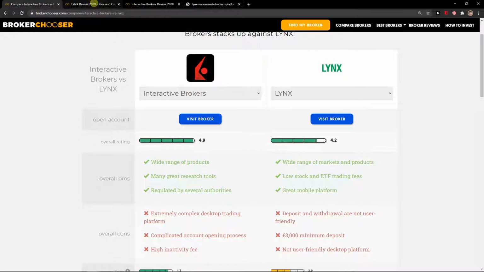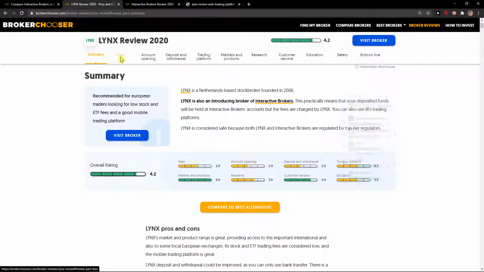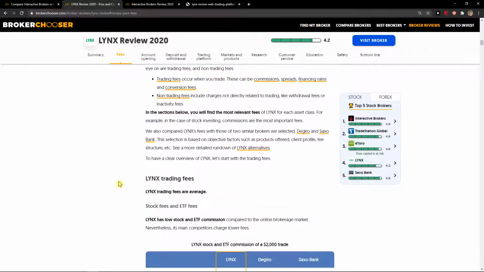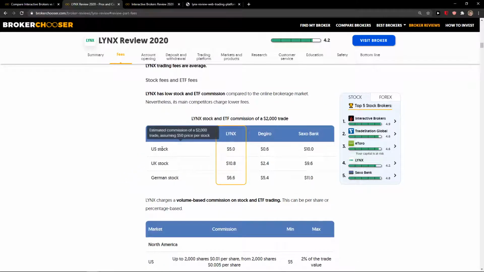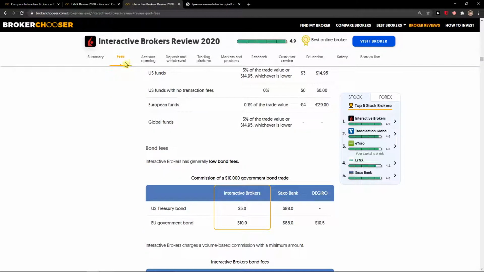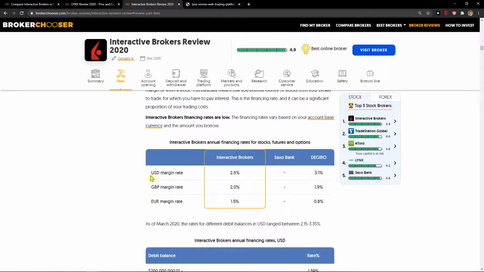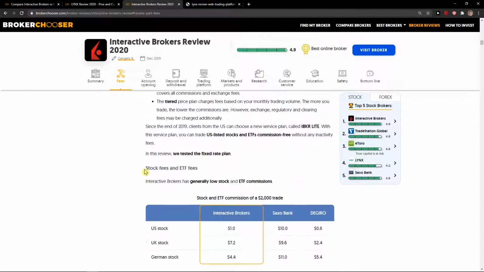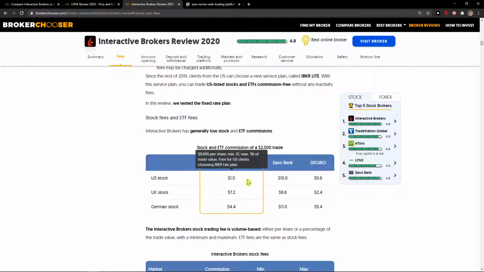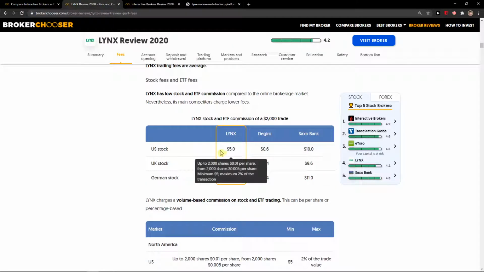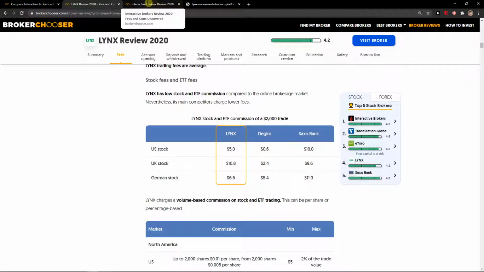So let's start. The biggest difference between Interactive Brokers and LYNX are fees. If you go to LYNX and see the fees by yourself: US stock $5, UK stock 10.8, German stock 6.6, compared to Interactive Brokers fees, which are much lower. You can see it, right? The US stock is $1 compared to $5 on LYNX. So this is the first thing. ETFs and stocks are much more expensive.